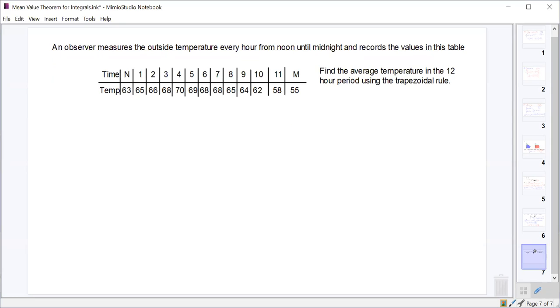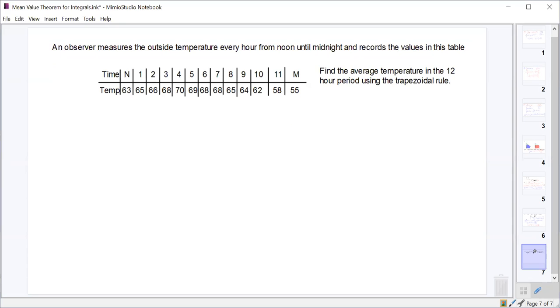If you were back in elementary school, what would you do to find the average temperature? You'd add 63 plus 65 plus 66 and so on till you got down to the 55. You add them all together and you divide by 13, because you had 13 data points. And you get some number, right? And you would have said that's the average temperature.